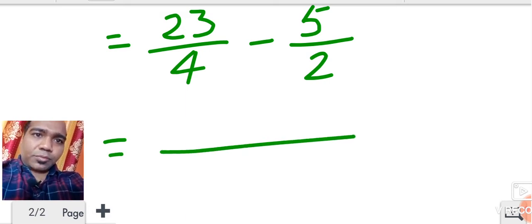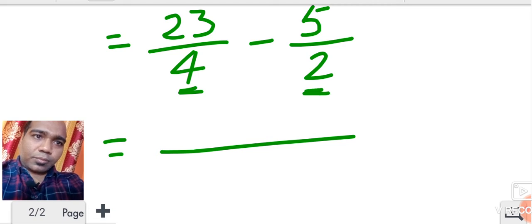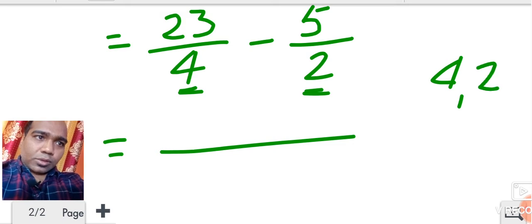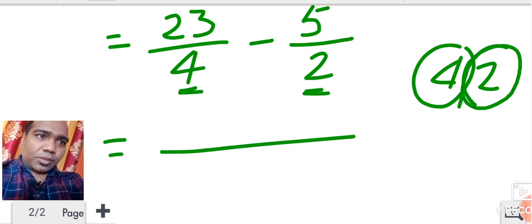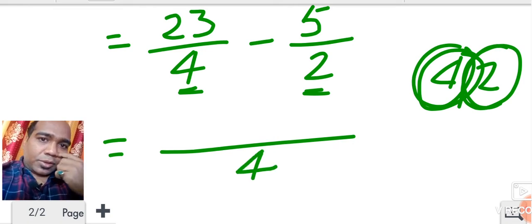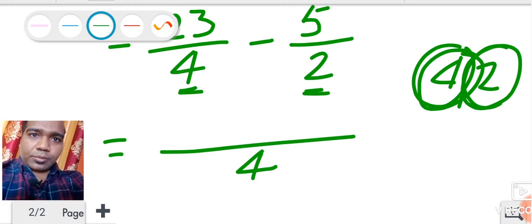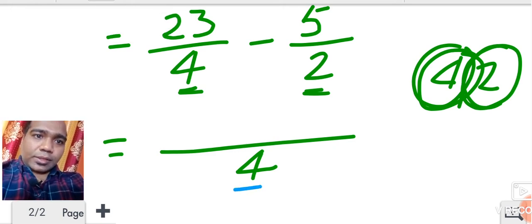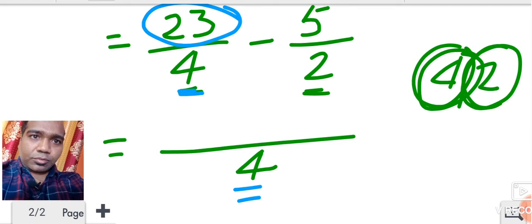Now what is our next step? Our next step is to find the LCM of 4 and 2. Now look here, 4 and 2. What is the larger number? 4. Is the larger number divisible by the smaller number 2? 4 is divisible by 2. So 4 will become the LCM. Okay. Now what we have to do? Now we have to divide the LCM by the denominator. 4 divided by 4, how much will we get? 1. And this 1 will multiply with the numerator. 1 into 23 will get 23.